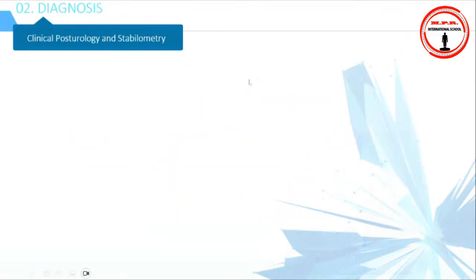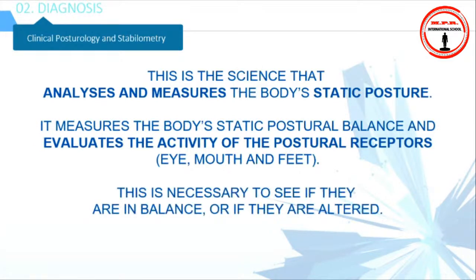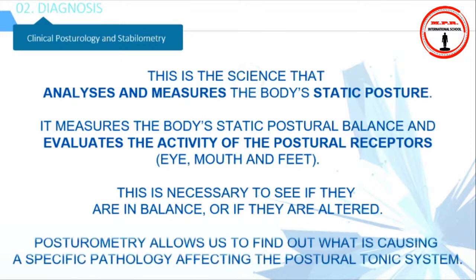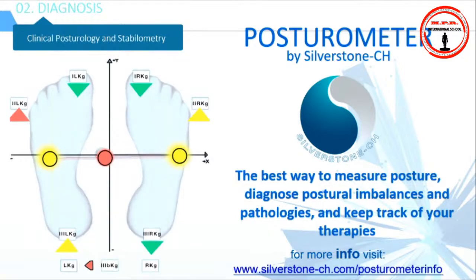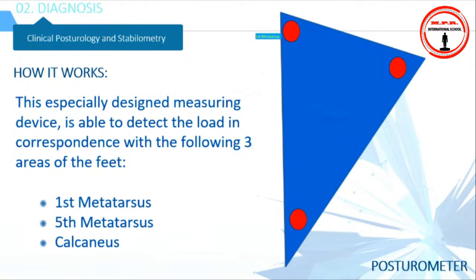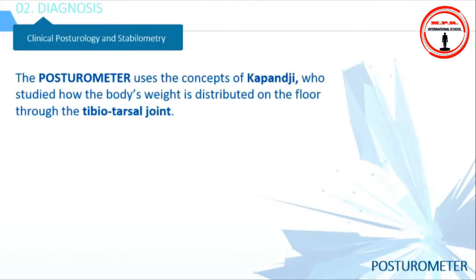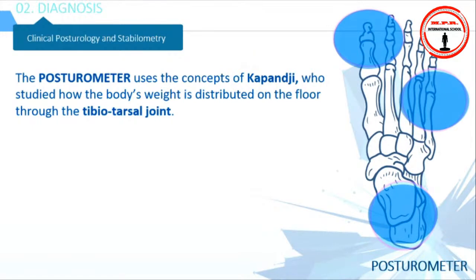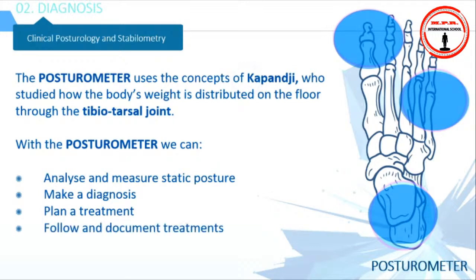Posturometry is a very nice science because you can measure the static posture, you can measure the receptors, you can measure the eyes, the mouth, the feet, and you can measure everything you want, to see if they are causing or not some problem to the tonic postural system. The posturometer is the best way to measure. Simple software, simple device, working with the concept of the body distribution on the foot. This posturometer analyzes and makes a diagnosis and plans treatment.